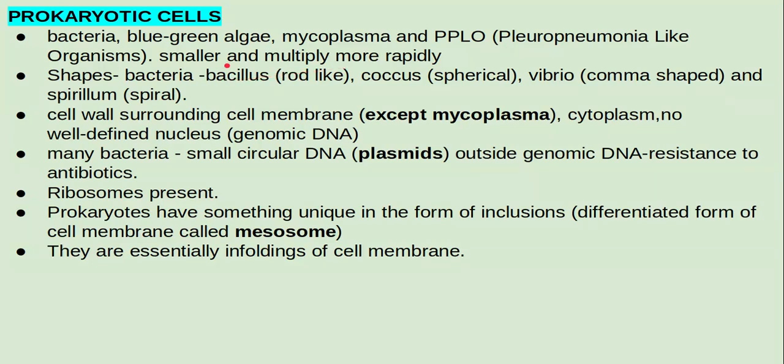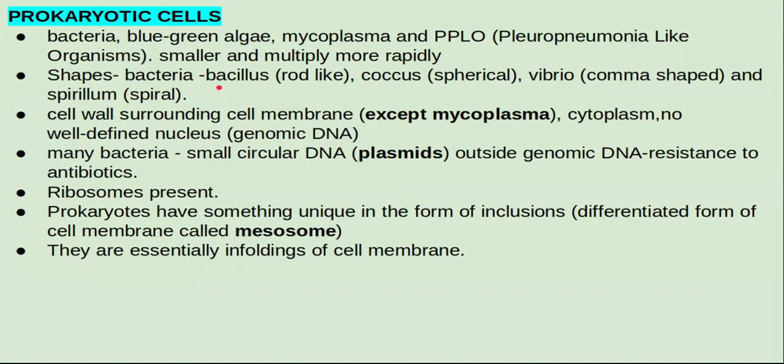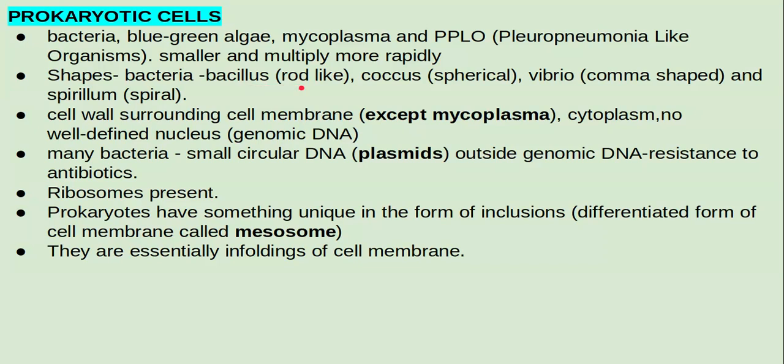We also know that they are very small and they multiply more rapidly as compared to eukaryotic cells. We studied the shapes of different bacteria in the previous chapter. Bacillus is rod shaped, coccus spherical, vibrio is comma shaped, and spirillum is spiral shaped.